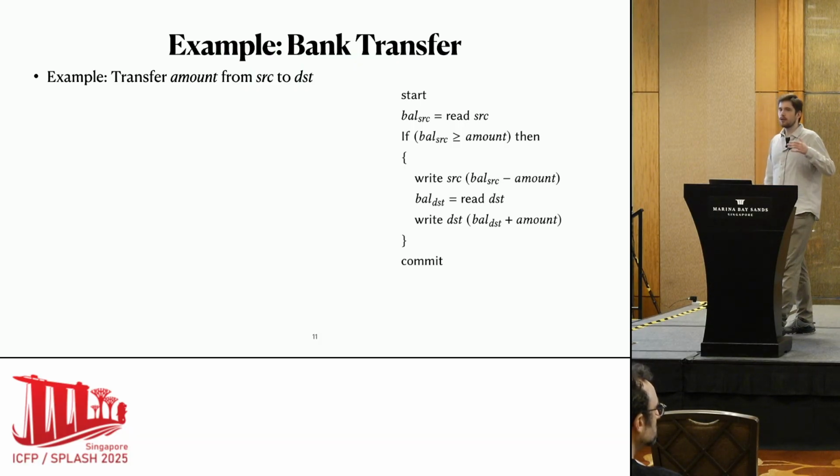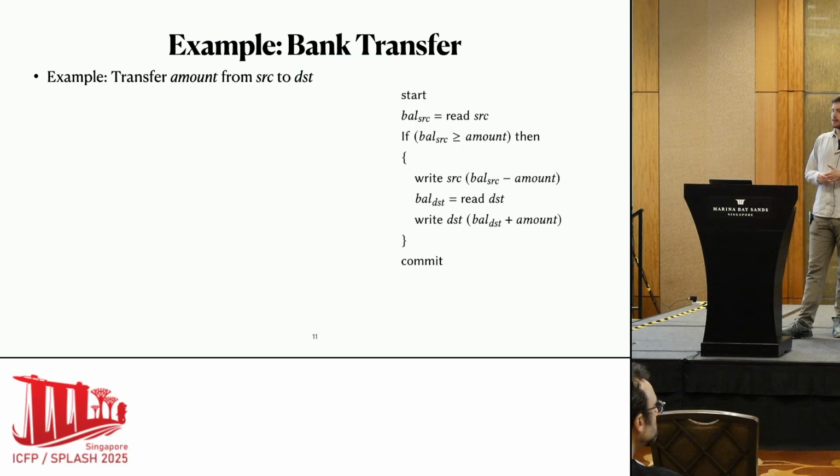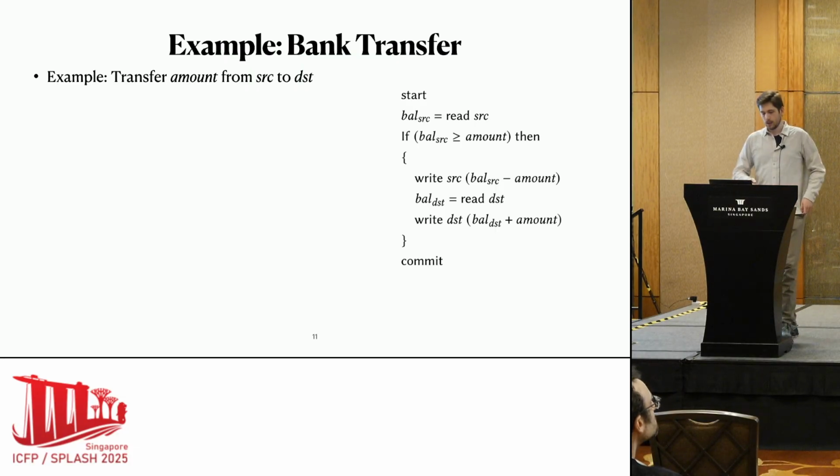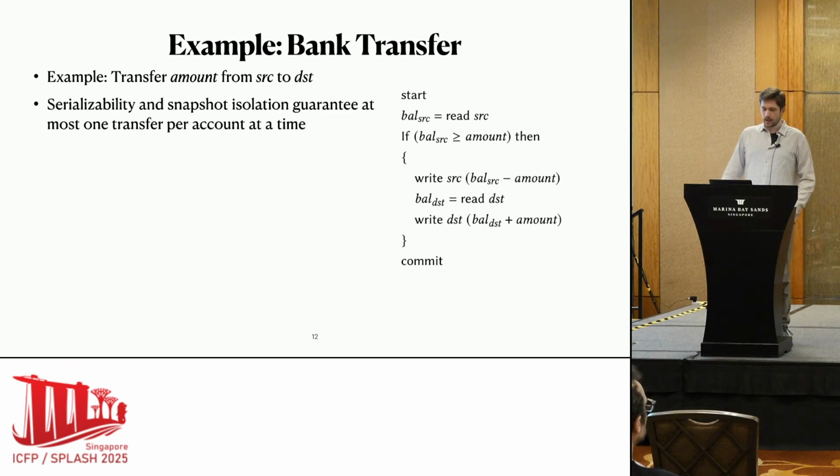Now, if we didn't have locks or transactions or any other safe concurrency mechanism, then we can imagine all sorts of nasty executions with this example. For instance, it could be that two clients are trying to transfer money to the same account, but one of these transfers is lost. The money is not put into the destination, but yet it is still taken from the source. So a property we would like to have is that we have at most one transfer per account at a time.